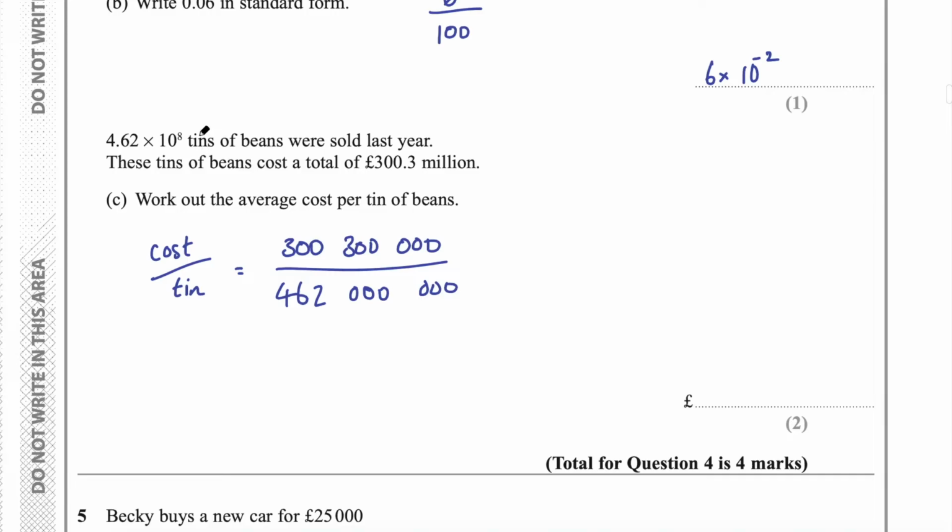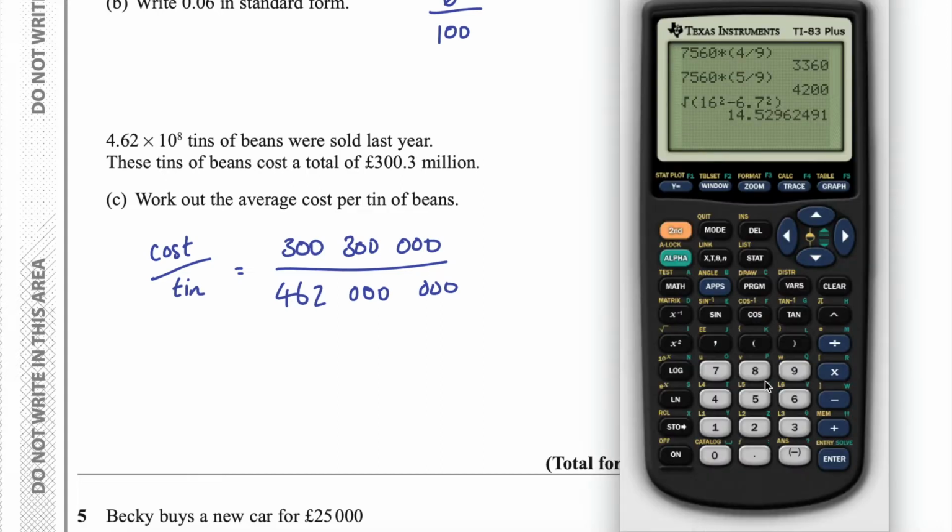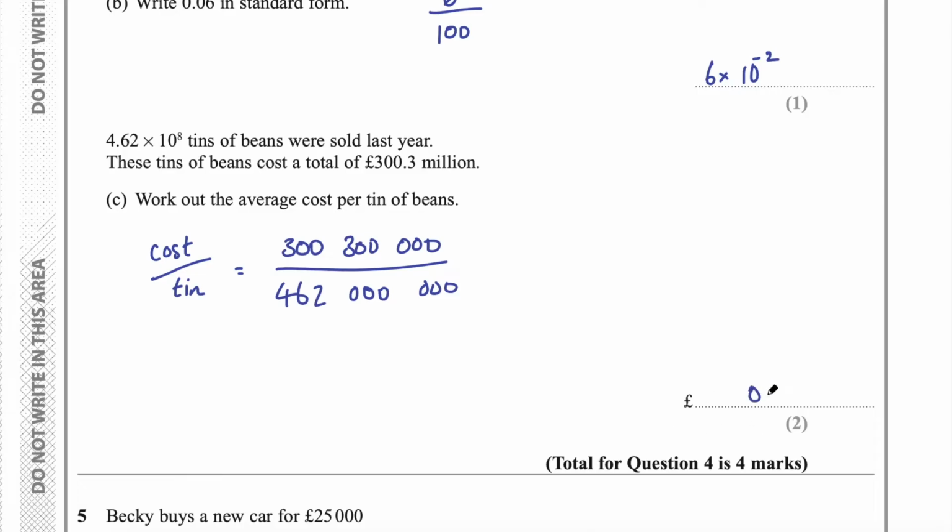Now, if you have standard form in your calculator, you could put that in. I'm just going to put that in as this, but feel free to do it however you like if you think it's more efficient doing it the other way. So 300,000 divided by 462 million, 6 zeros, and we get 0.65. So 0.65 pounds is the average cost per tin. Make sure you don't do it the other way around. That would be tins per pound, how many tins you get per pound. So each tin costs 65 pence. So that was question 4 for 4 marks.